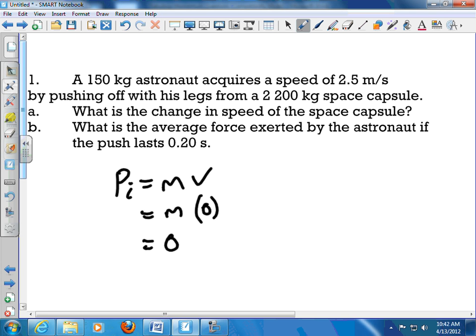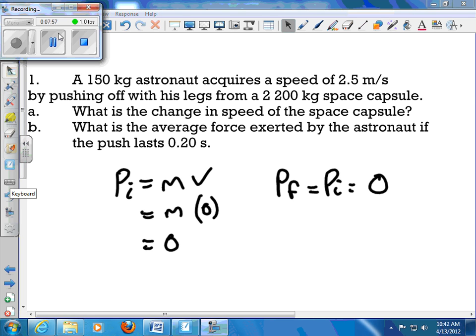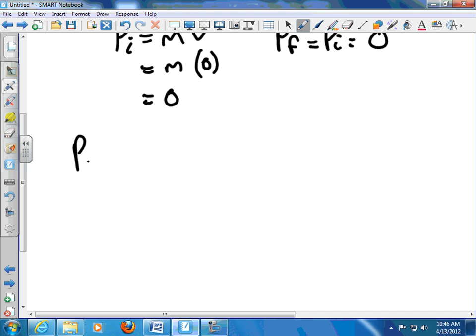No energy is added to the system. So PF equals PI equals 0. So our final momentum has to equal 0. Okay? So final momentum is equal to our mass 1 times our velocity 1 plus our mass 2 times velocity 2. And Mary asked, does it matter which mass is mass 1 and which mass is mass 2?